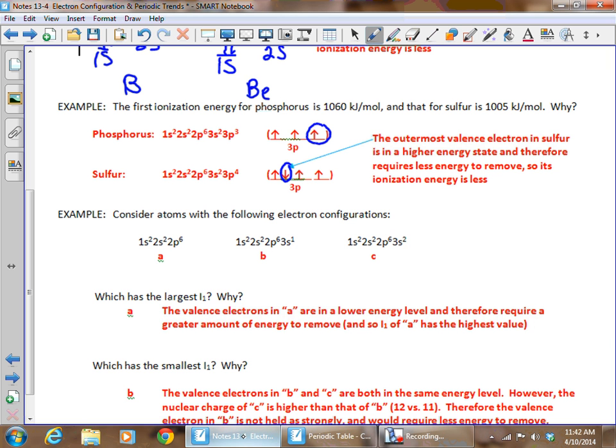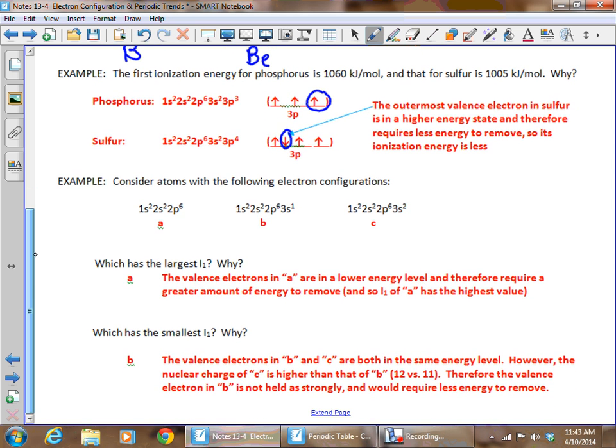The outermost energy electron for sulfur is in a slightly higher energy state. Just putting it in, spinning in the opposite direction, with those electron-electron repulsions that are present, is going to put it in a slightly higher energy state. Therefore, it's going to require less energy to remove. It's all about what the energy is, where its energy state is.